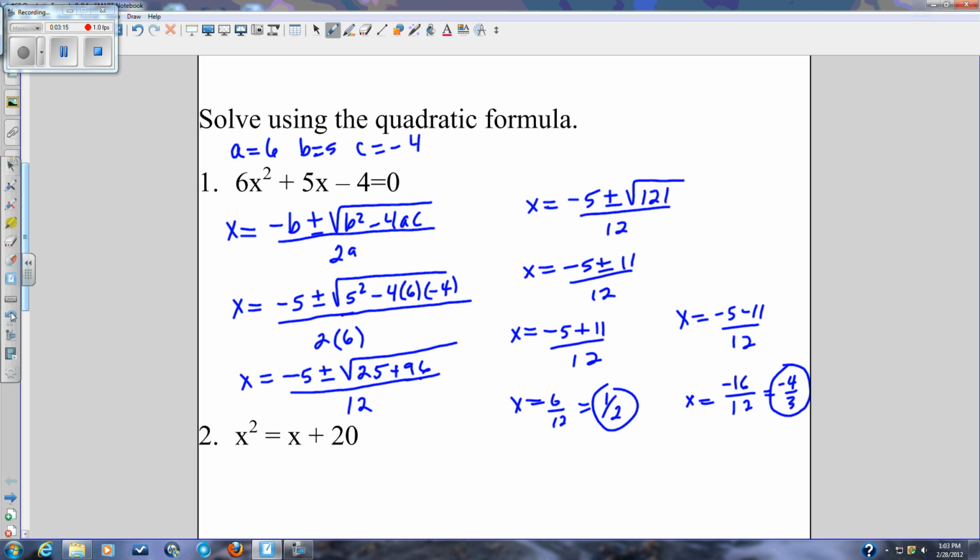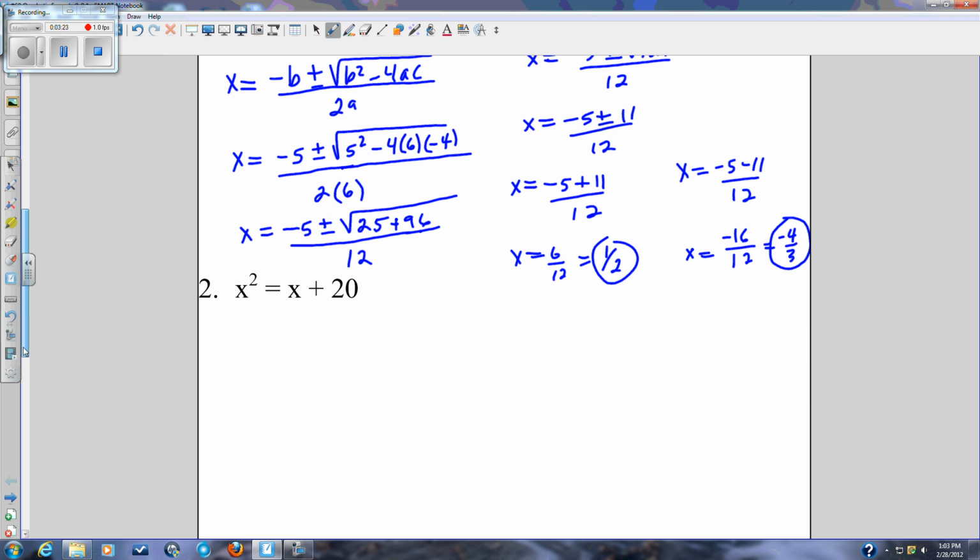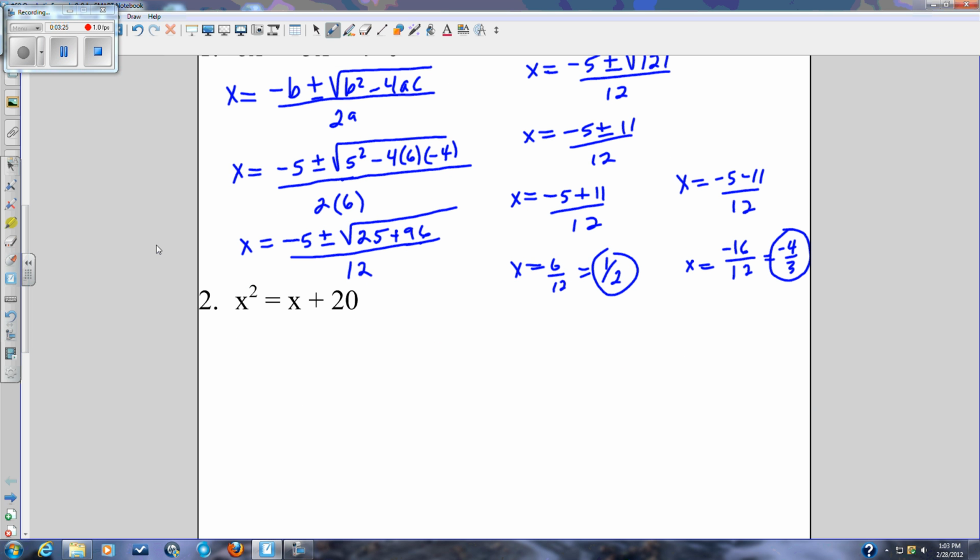Okay? Now, if you had to factor, that would be miserable to try to come up with 1/2 and negative 4/3 included in your factors. So this is why the quadratic formula is great, because it will work in solving any quadratic equation.